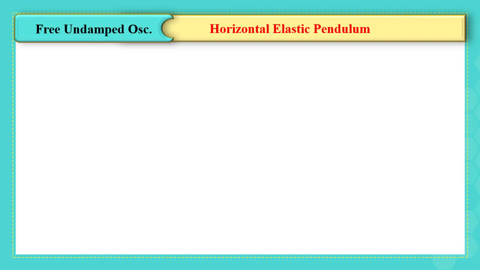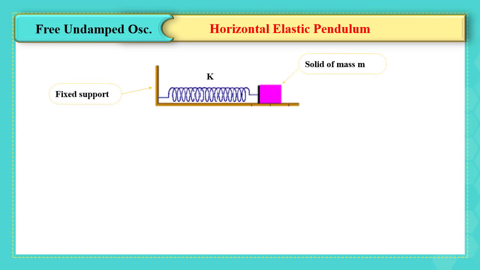To study the characteristics of free undamped mechanical oscillation in physics, we consider a horizontal elastic pendulum formed of a solid of mass m and a spring of stiffness k of negligible mass and non-joined turns. The solid is attached to one end of the spring, whose other end is attached to a fixed support. X prime x is a horizontal axis positively oriented to the right.